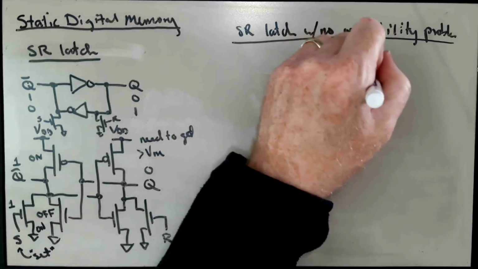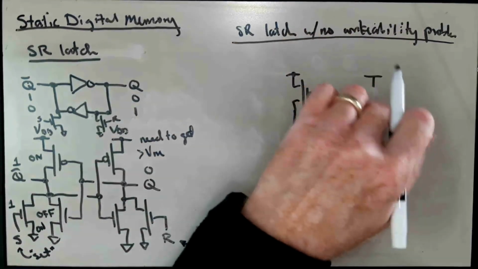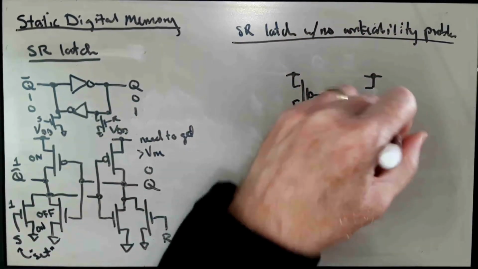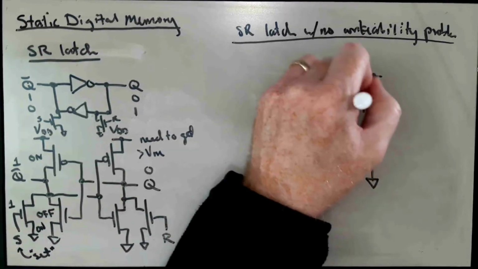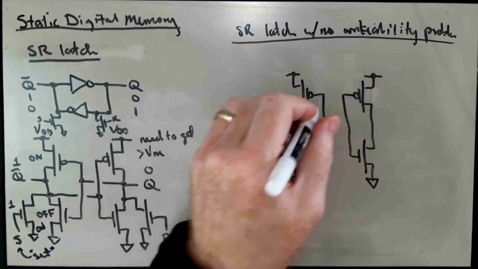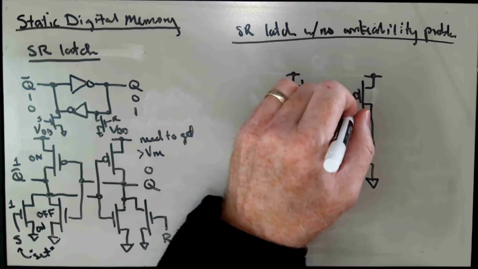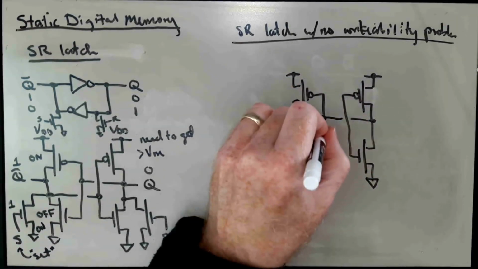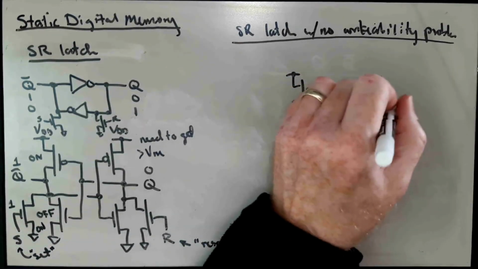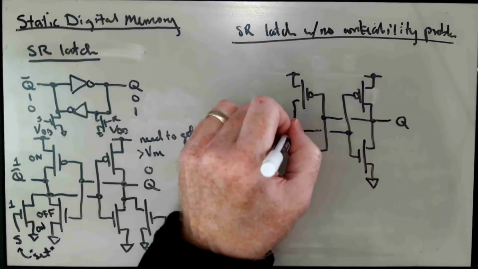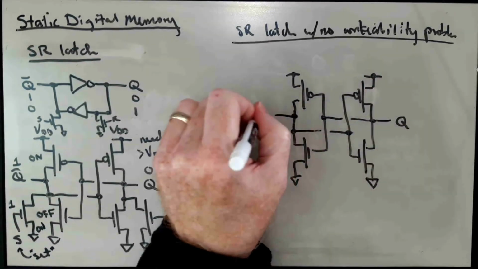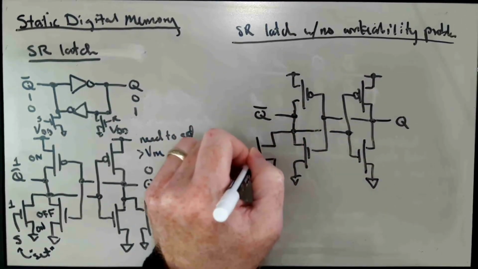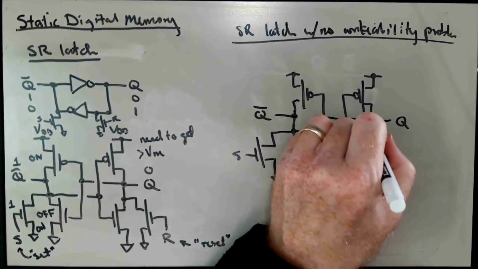So here's our pair of inverters, and they are cross-coupled in the same way. So this is Q, and this is Q bar. And we have our S input here, and we have our R input over here.